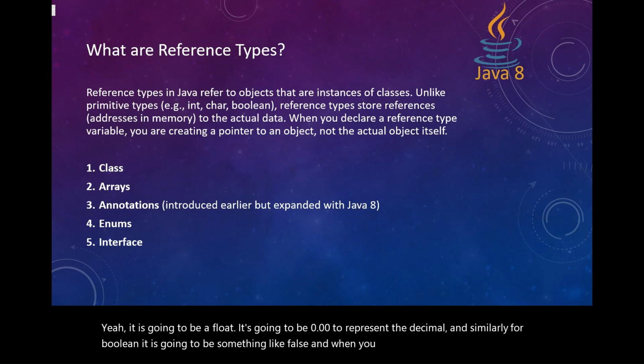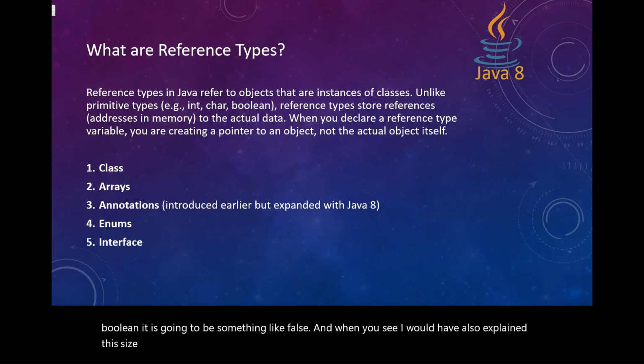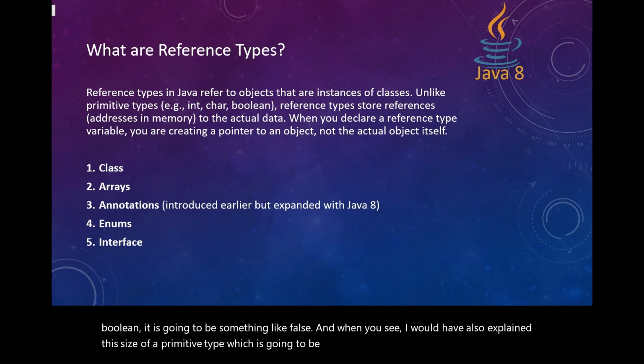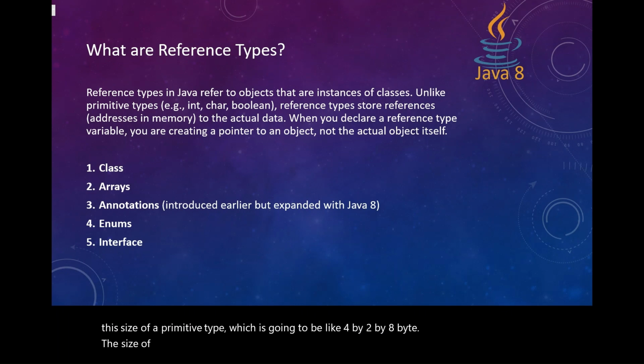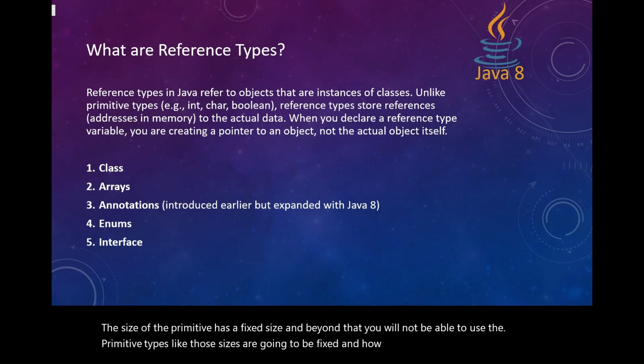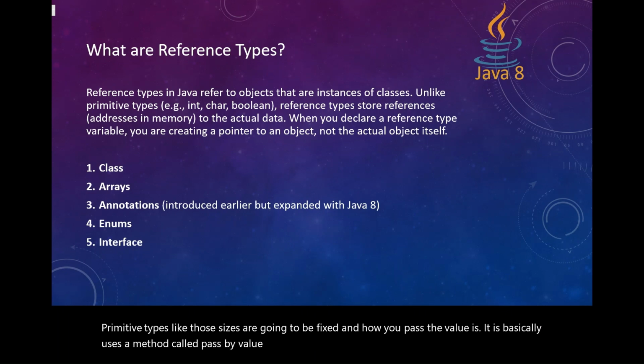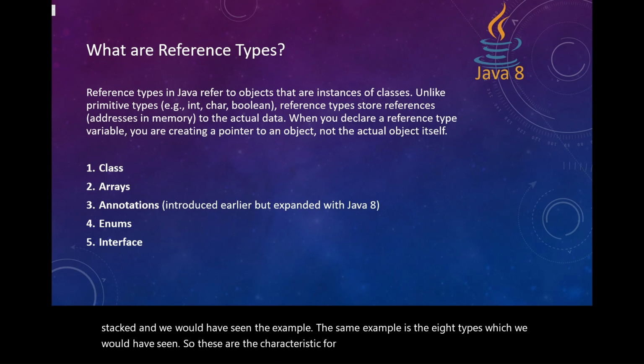And I would have also explained the size of a primitive type, which is like 4 byte, 2 byte, 8 byte. A primitive has a fixed size, and beyond that you will not be able to use the primitive types; those sizes are fixed. And how you pass the value is a method called pass by value. And the memory area for primitive data is going to be the stack. We would have seen the same example, the 8 types. So these are the characteristics for a variable to be primitive.